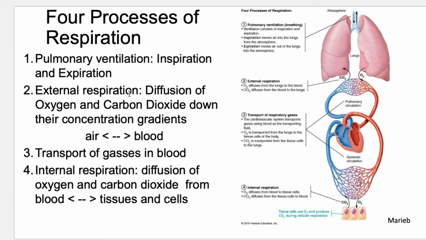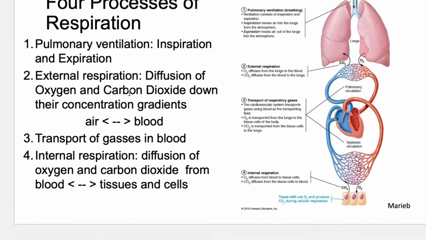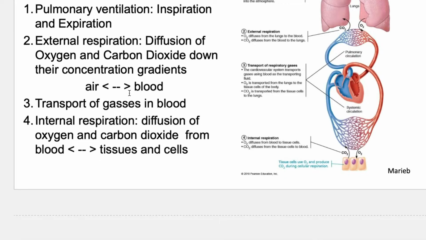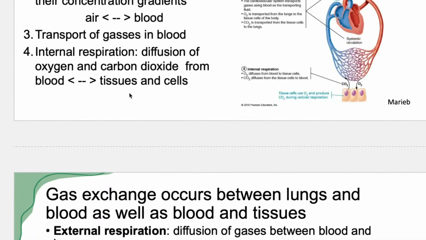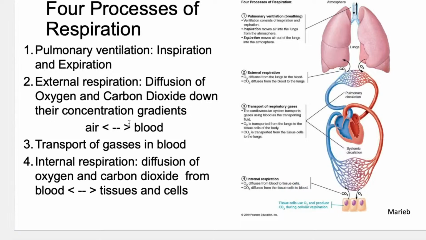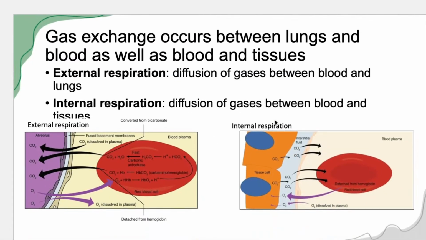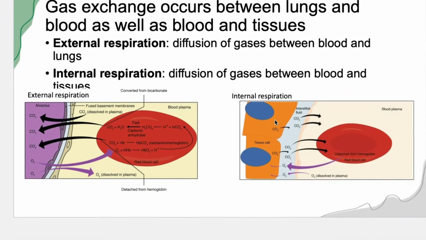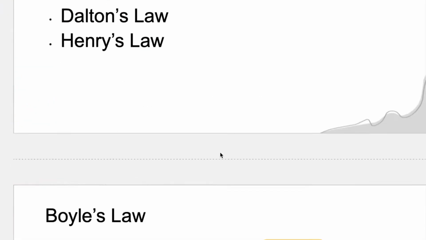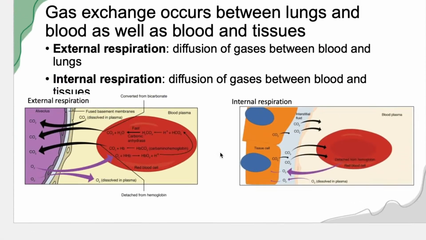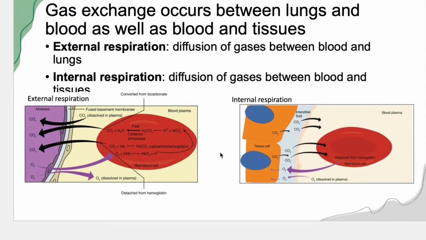So, four processes of respiration: pulmonary ventilation, inspiration, expiration, external. I'm just going to go over that because I feel like this is pretty cemented and it's pretty intuitive that we first get in the air, exchange it, bring it to the tissues, and diffuse it there. So gas exchange occurs between the lungs. So here we can see a better look at what's going on at the alveoli and at the tissues, and the differences between gas exchange.